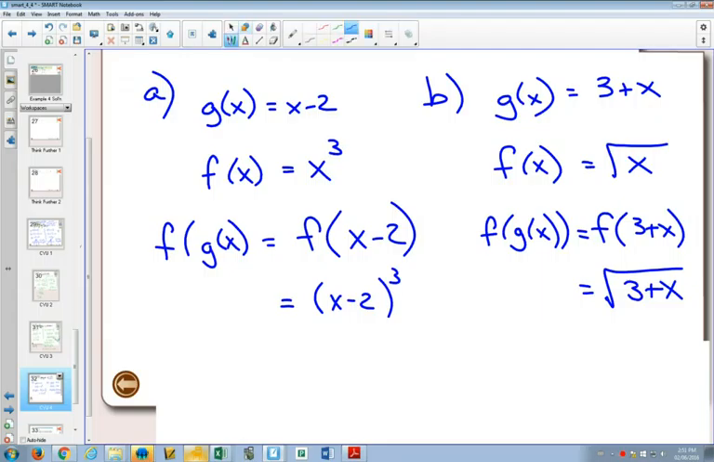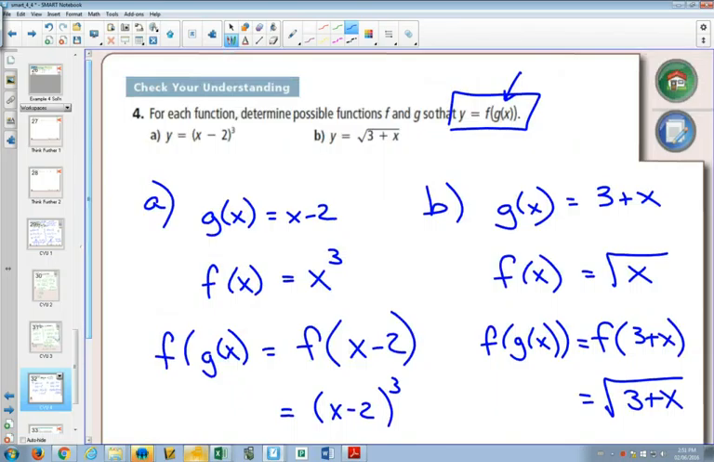This was pretty easy enough, right? And this is what they want you to see, because later on, when you're going to do like integration by substitution in calculus, you're going to need to see a function inside of another function. So this skill is really important for that.